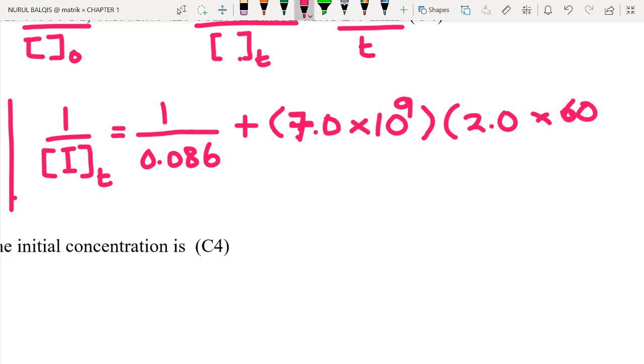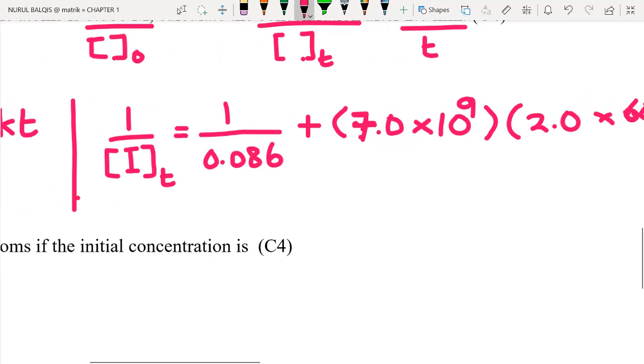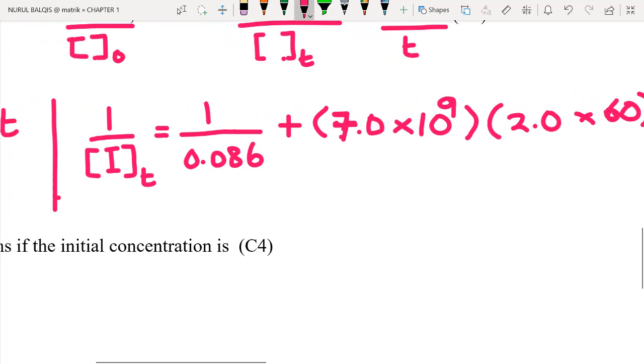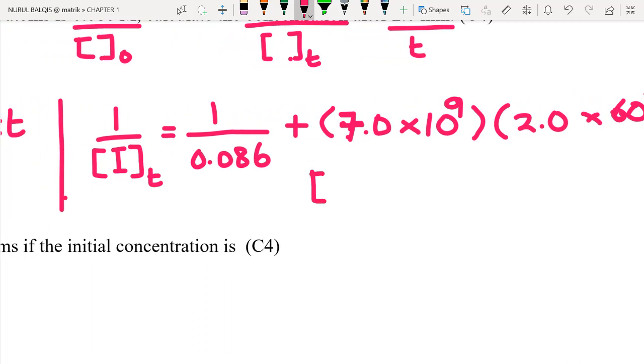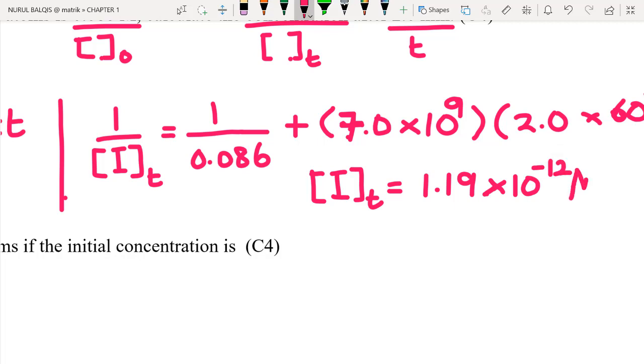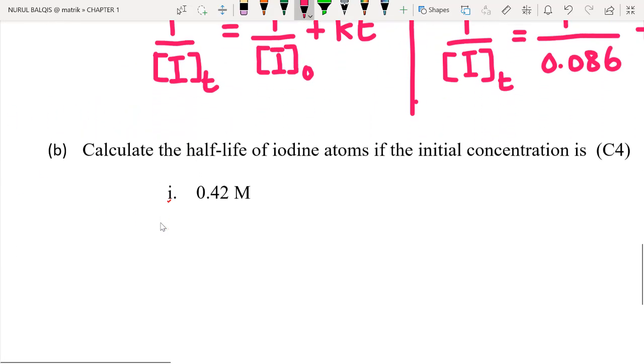Okay, so we simply times it with 2, and then once we calculate this in our calculator, we're going to get the concentration of I after 2 minutes, so at t = 2 minutes, it is equal to 1.19 times 10 to the power of negative 12 molar. Don't forget the unit because concentration has its unit. Alright, so we're done with these questions. Proceed with the next one.